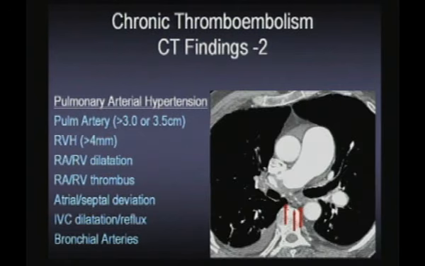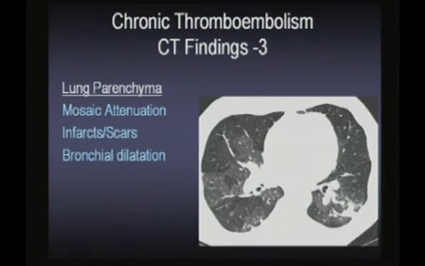Due to the chronic reduction in pulmonary blood flow, we start to see hypertrophy of the bronchial arteries, and these are most prominent in the subcarinal region. Clearly in the lung parenchyma, as I've already demonstrated, we can see mosaic lung attenuation. There may be areas of infarction or scar formation, and in areas of hypoperfusion, we occasionally see appearances that mimic bronchiectasis due to reactive bronchial dilatation.